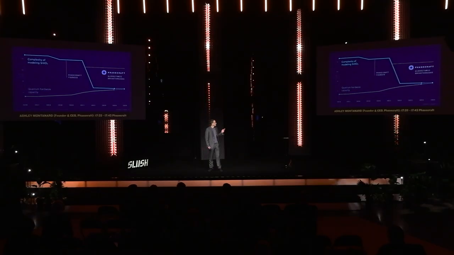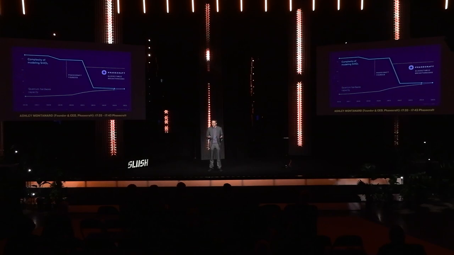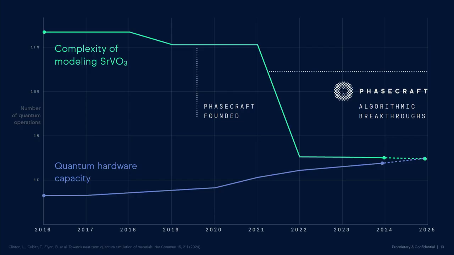So here the y-axis is showing the number of quantum operations that an algorithm needs and the number of operations that hardware can perform over time. And you can also see that this is a logarithmic scale on the y-axis. So this is showing that we have this sort of Moore's law development in the capabilities of the quantum hardware, which is really encouraging for the future of quantum computing.